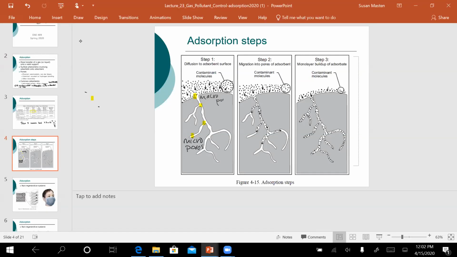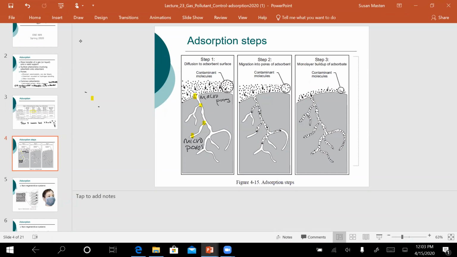We have the macropores towards the surface. Those pores get smaller and smaller in size, but most of its surface area is within the pore structure. The contaminant is actually moving by diffusion. Once the contaminant reaches a surface site where it can attach, then it attaches to that surface site.